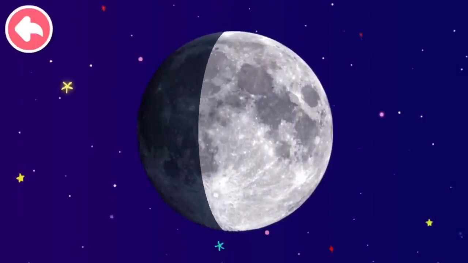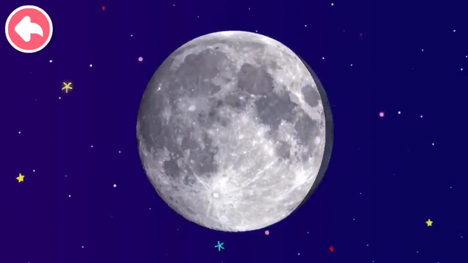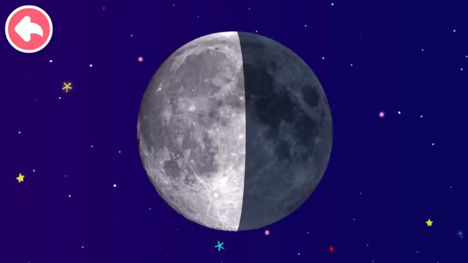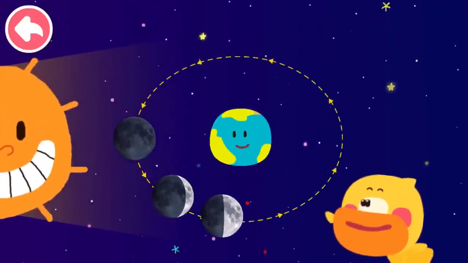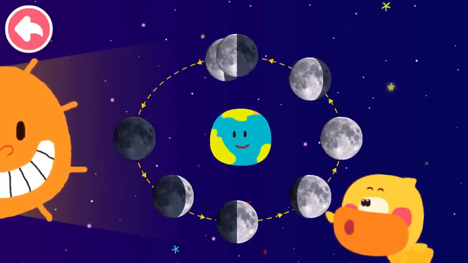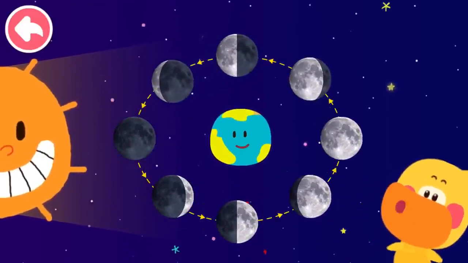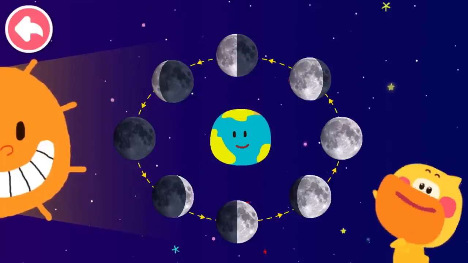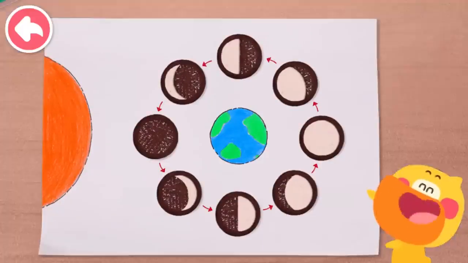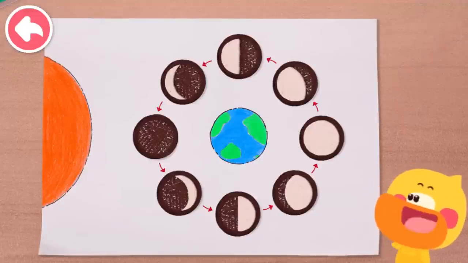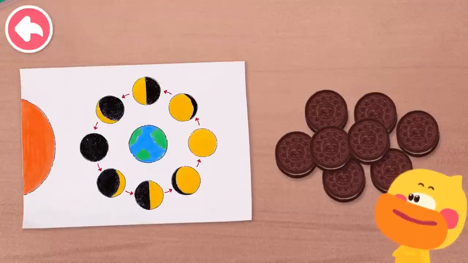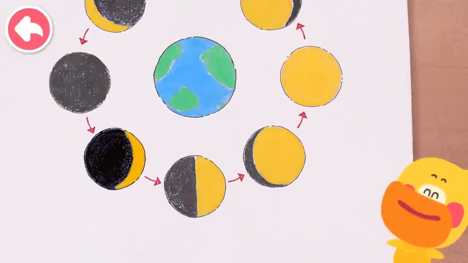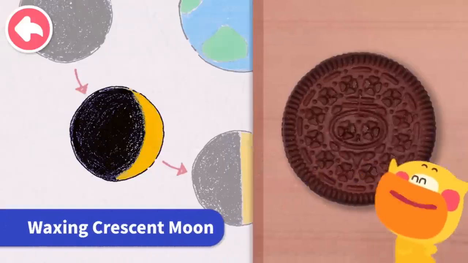Have you noticed? When you look at the moon from the earth, the shape of the moon changes every day. Look, this is the moon phases diagram. We can record it in a fun way. A delicious and fun cookie moon phases diagram. All we need are some sandwich cookies and a piece of paper, and we're ready to go. Let's make it together.